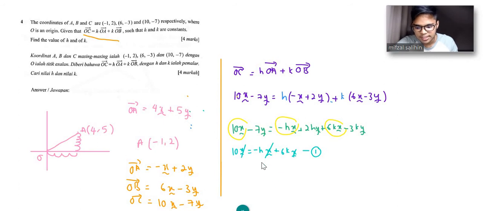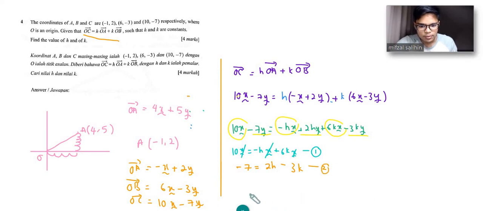Next, we ought to find the second equation. We do the same thing, but now we extract the terms which have the variable y: negative 7y, positive 2hy, and negative 3ky. So we get negative 7 equals positive 2h minus 3k. I removed the y from the terms. So here is our second equation.